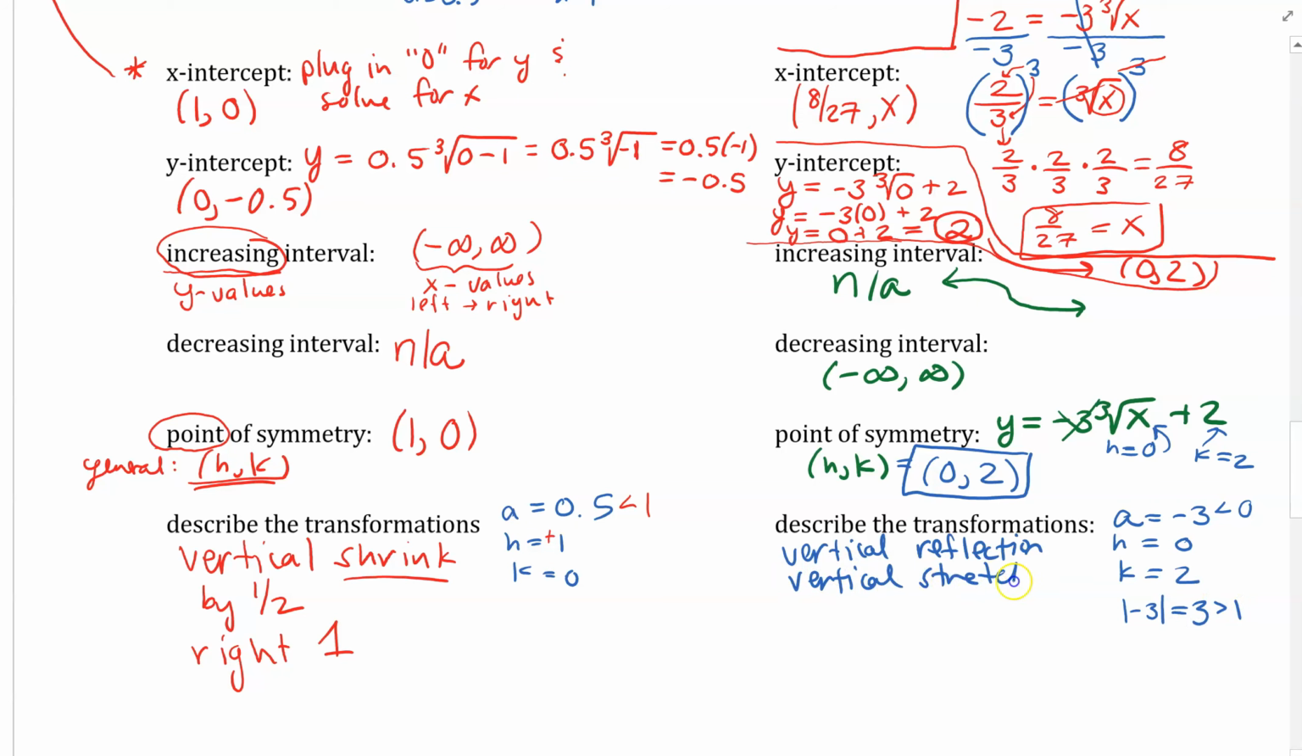And if you look at the graph, that's why it looks taller than the average squiggle, because it's been vertically stretched, pulled up and down on its y values. And then it had no horizontal shift because h was 0, but it had a vertical shift of 2, so the graph moved up 2.